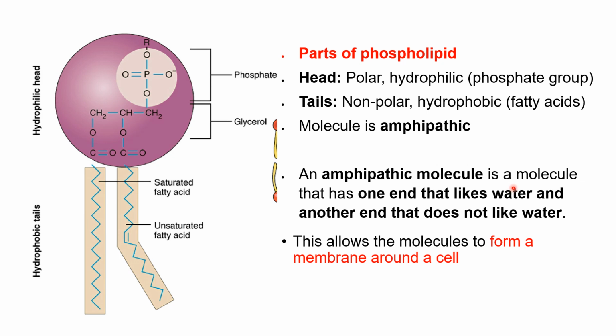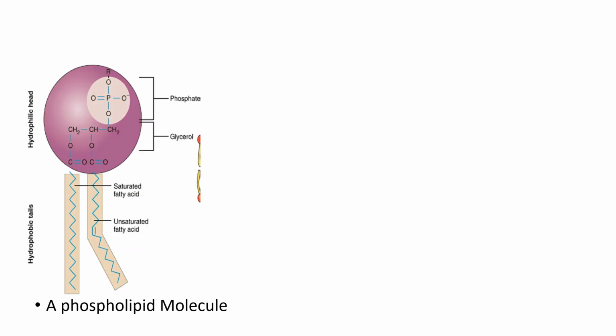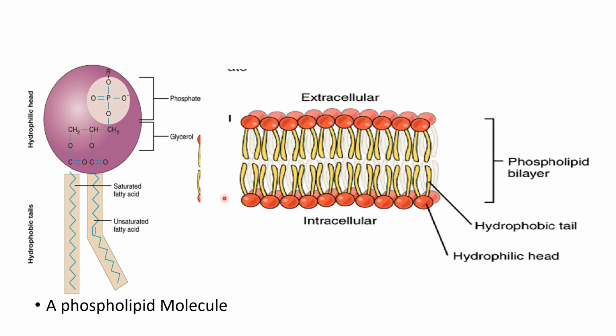An amphipathic molecule is a molecule that has one end that likes water and the other end that does not like water. Look, the head likes water, the tail hates water or does not like water. That is why the phospholipid is called an amphipathic molecule. This property allows it to form a membrane around the cell. If you consider this the structure of phospholipid, this phospholipid makes the membrane.